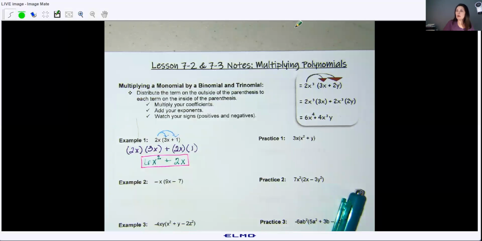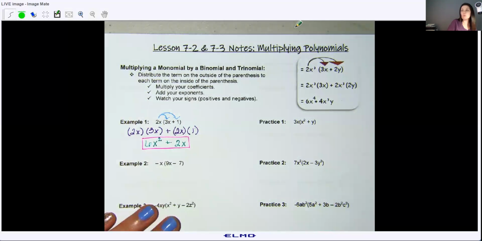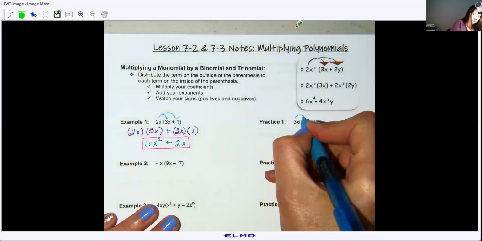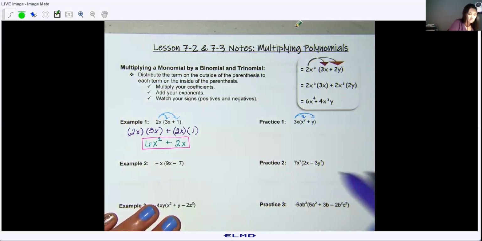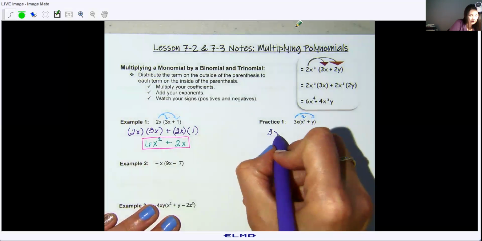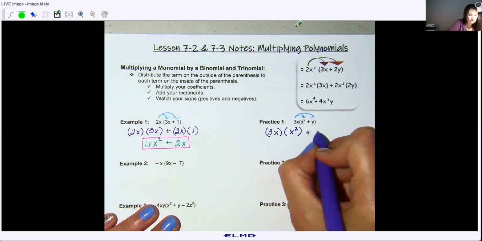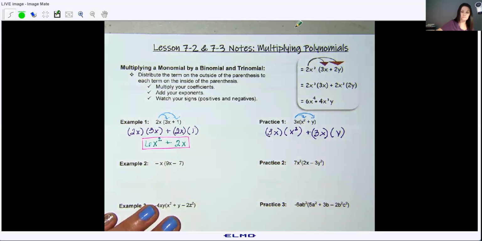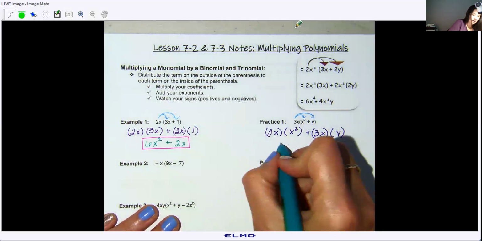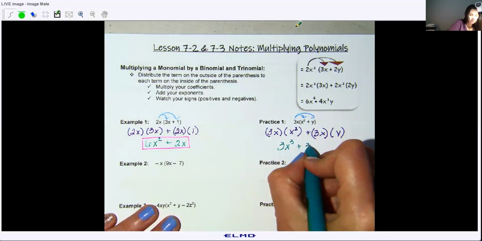All right, you should be able to do practice number 1 right here. So we're going to multiply 3x times x squared and 3x times y. So we have 3x times x squared, and we're going to add that to 3x times y. Okay. So we have 3x cubed plus 3xy.